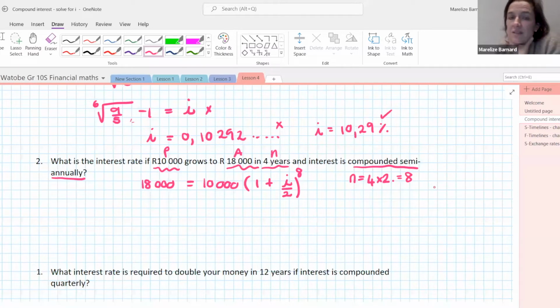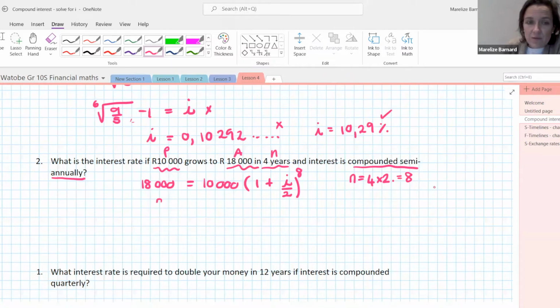Because the interest is compounded semi-annually, so that was Tuesday's lesson when we did the different compounding periods, like if it's monthly, quarterly, semi-annually, then we have to divide the interest rate by 2 and times the year by 2 if it's semi-annually. Okay, so from here on, I think it should be fine. So as soon as you have an answer, pop it in the chat. We're going to divide now by the 10,000.